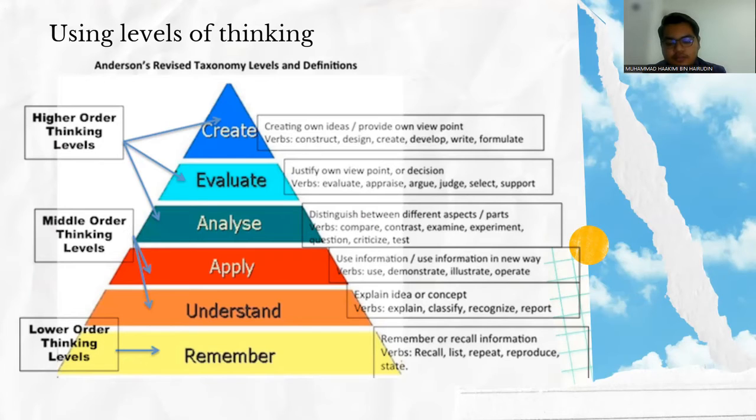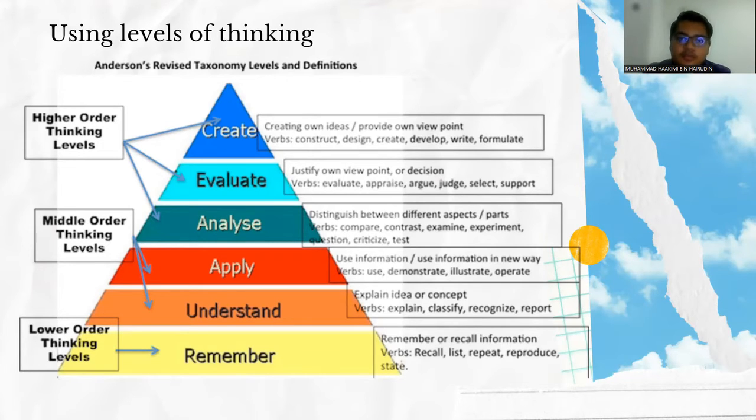The third one is analyze. Analyze is also the higher order of the thinking skills, by distinguishing between different aspects or parts. For example, we compare, contrast, examine, experiment, question, criticize, and test. The fourth one is apply, which is the middle order of the thinking skills, by using information in a new way. For example, use, demonstrate, illustrate, and operate.